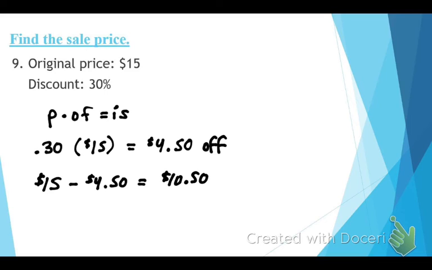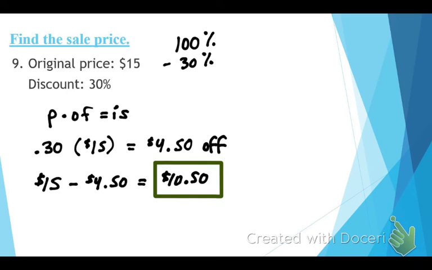Now, how many of you would say you did it the fast way that I taught you? I taught you this way back at the beginning of the year. Originally, everything costs 100%, all right? But this thing's not 100%. How much are they taking off? 30. They're taking off 30%. So what price is someone actually having to pay? 70%.